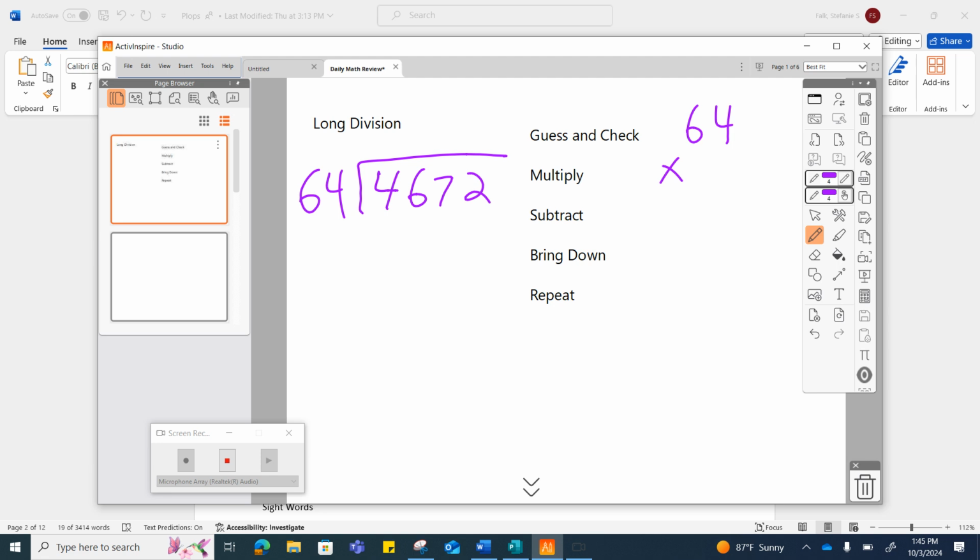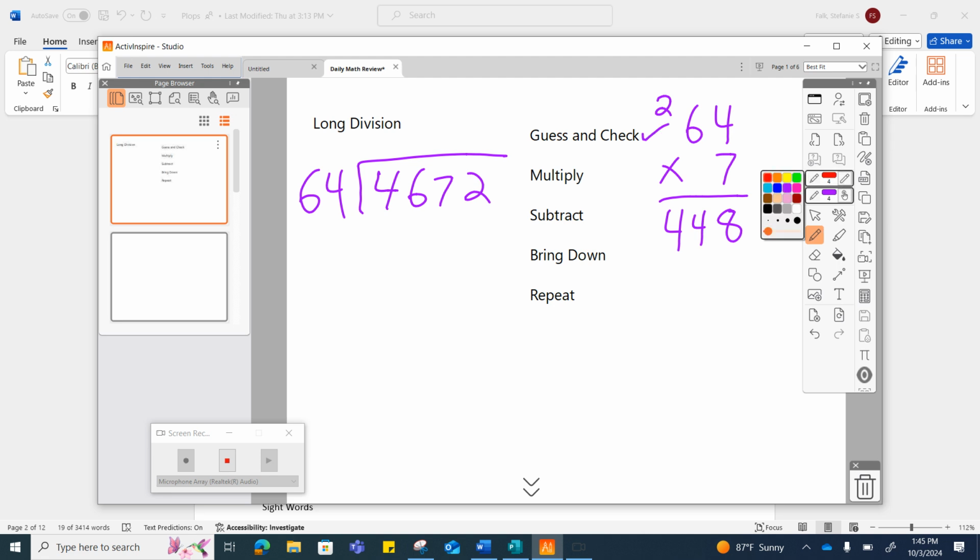And you might have remembered from class, but a reason I would try 7 is because 6 goes into 46 about 7 times. So 4 times 7 is 28. 2 goes there. 7 times 6 is 42, plus 2 more is 44. I've done my guess and check. I'm going to move on to my multiplication.